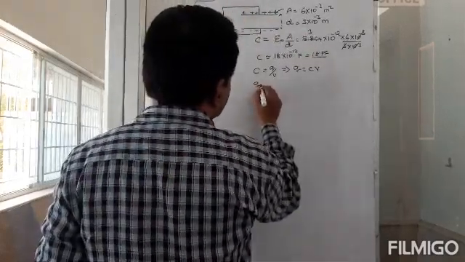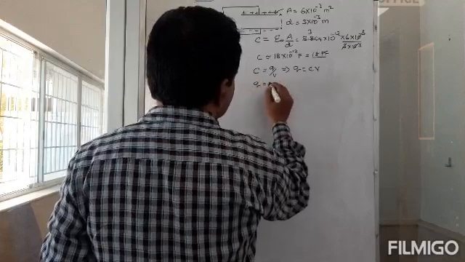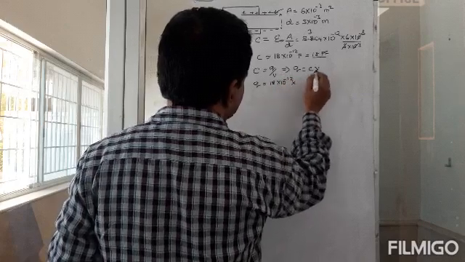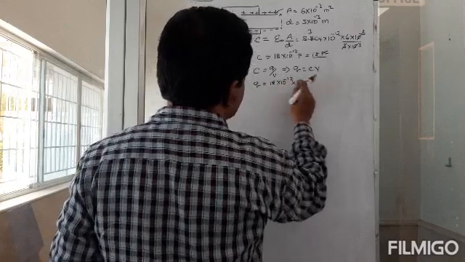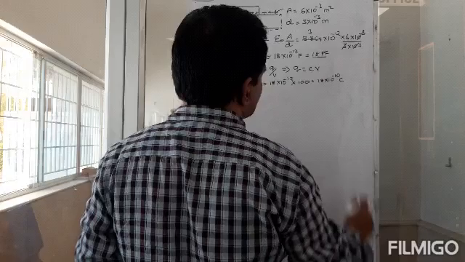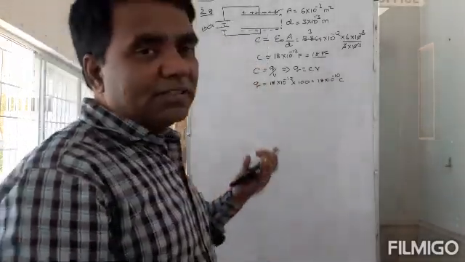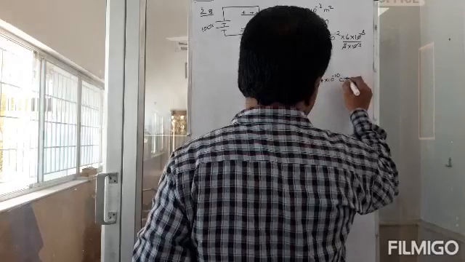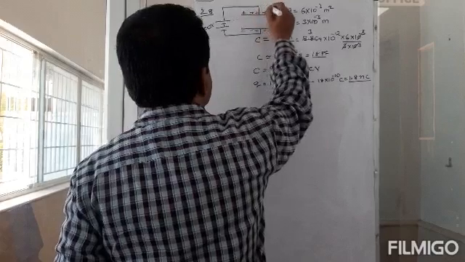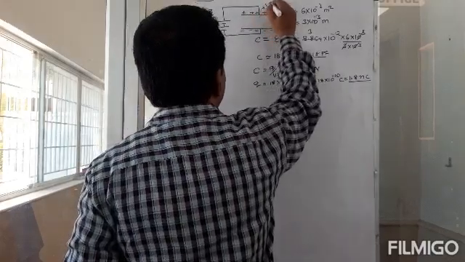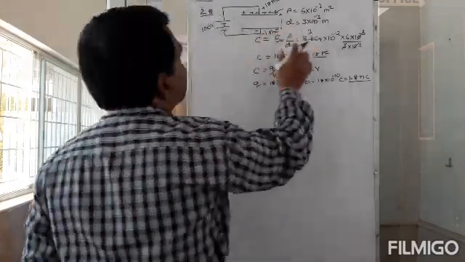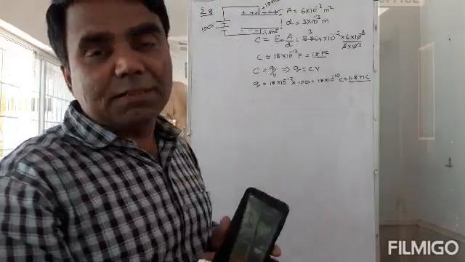So Q is equal to 18 into 10 power minus 12 into V is 100. So it will be 18 into 10 power minus 10 coulomb, or 1.8 nanocoulomb. So you can say that is equal to 1.8 nanocoulomb charge. This would be a positive 1.8 nanocoulomb charge, and this would be negative 1.8 nanocoulomb charge. So this is the charge we are going to have on the capacitor.